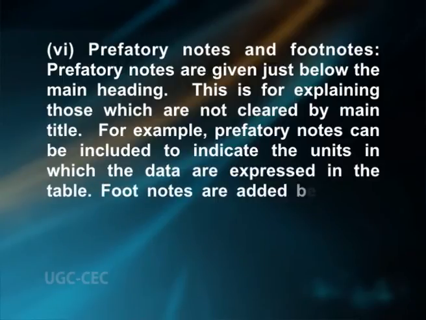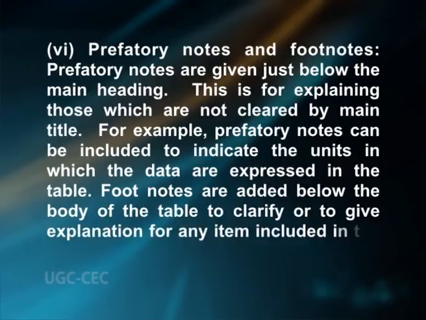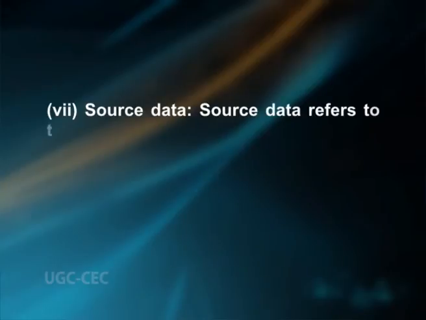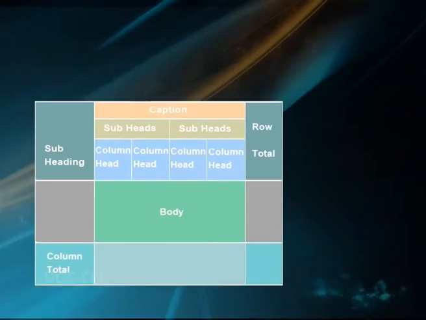Footnotes are added below the body of the table to clarify or to give explanation for any item included in the table if necessary. 7. Source data. Source data refers to the source from which the data has been collected. Format of a table with the suggested parts is as follows.